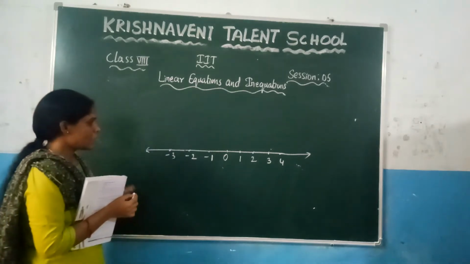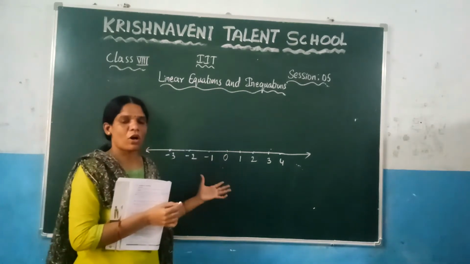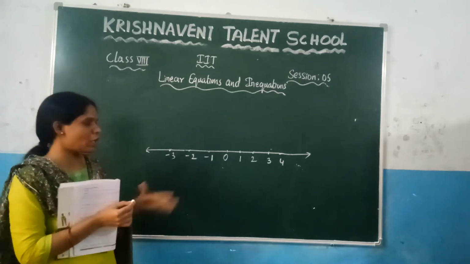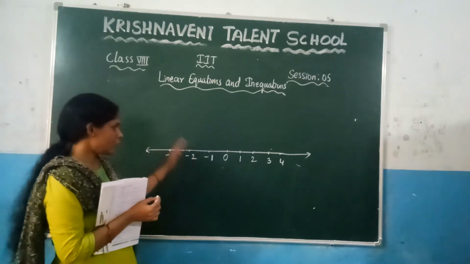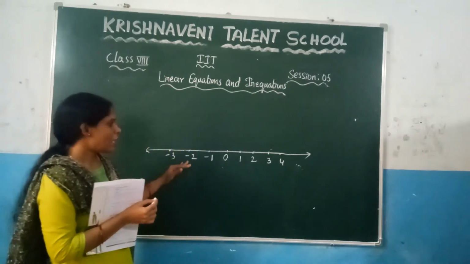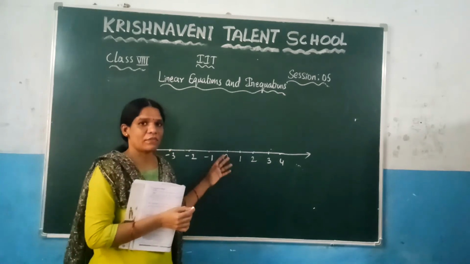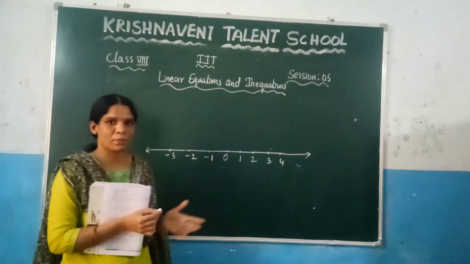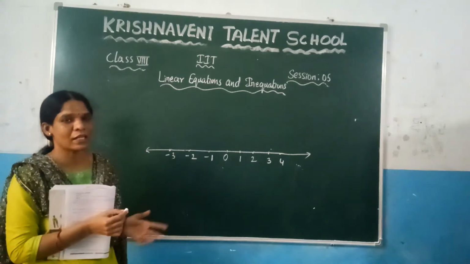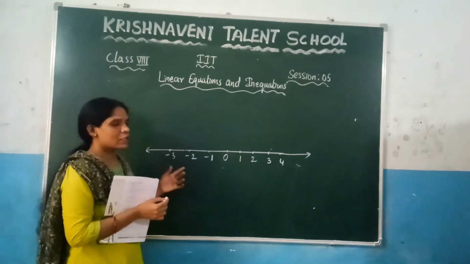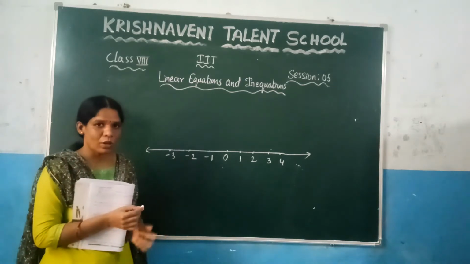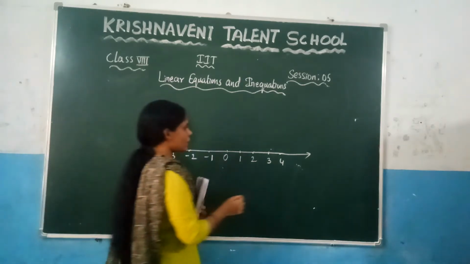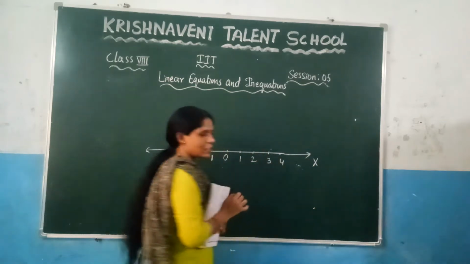This is nothing but the horizontal line we have drawn on the plane. In a plane we have drawn one line and marked the positive numbers, negative numbers, and the 0. That means we have represented the integer line. This horizontal line in a coordinate plane, we call the x-axis. So write x here.